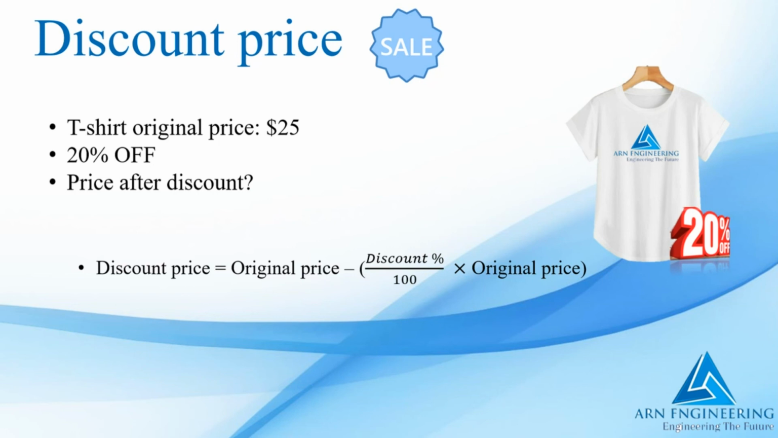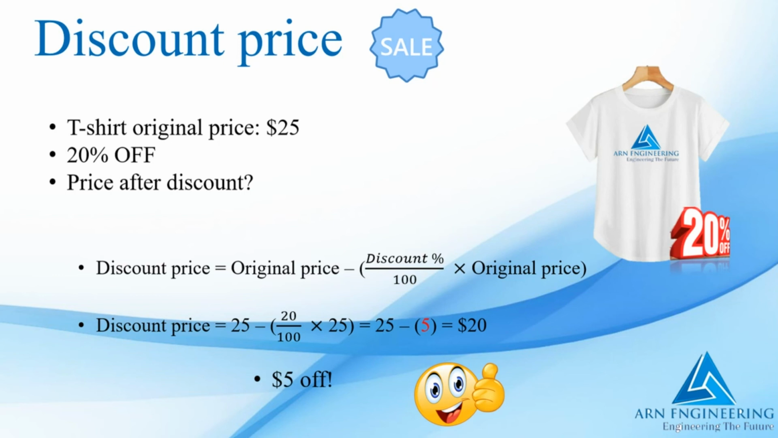So let's put numbers in so it makes more sense. We know the original price is 25 minus, we know it's 20% off, so we say 20 divided by 100, okay, times the original price again, so that's 25. Now 20 divided by 100 times 25 is 5, and 25 minus 5 gives us $20. Now that $20 is the new price, or the discount price, which means that it's $5 off.